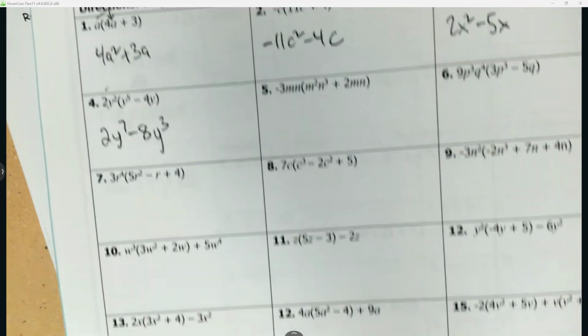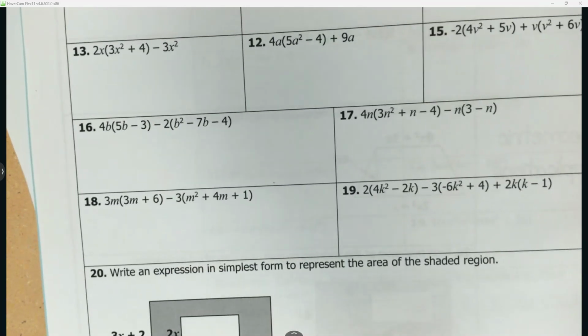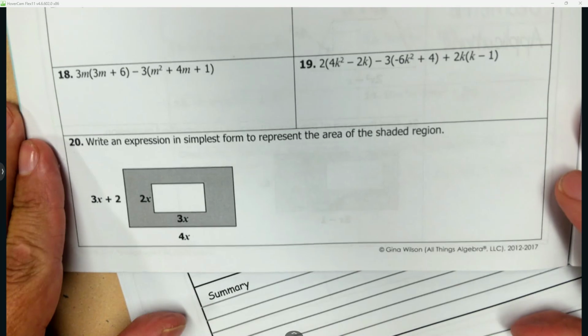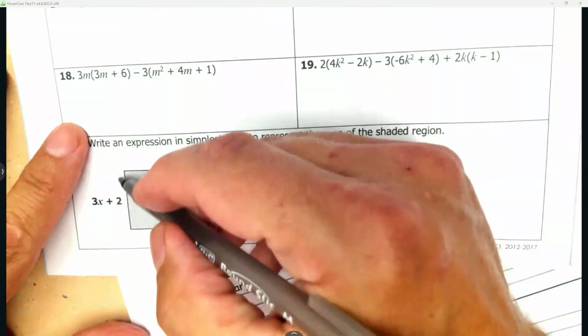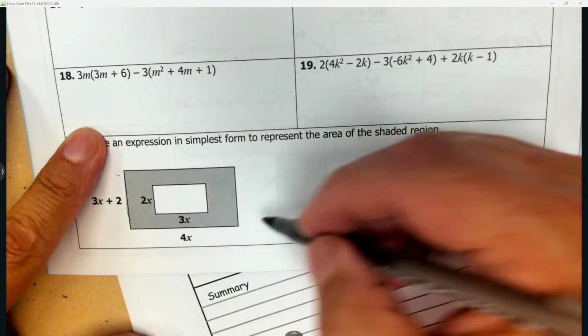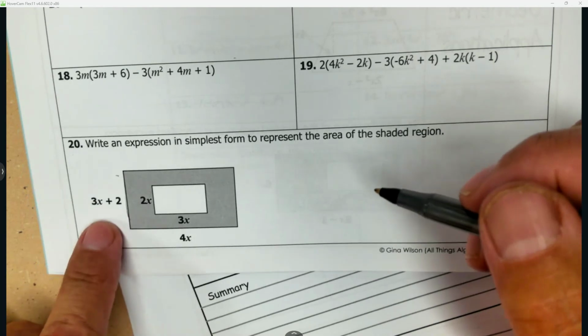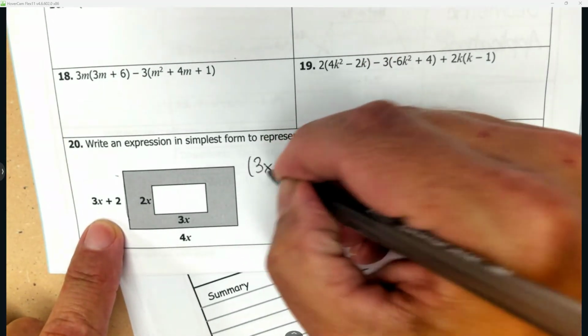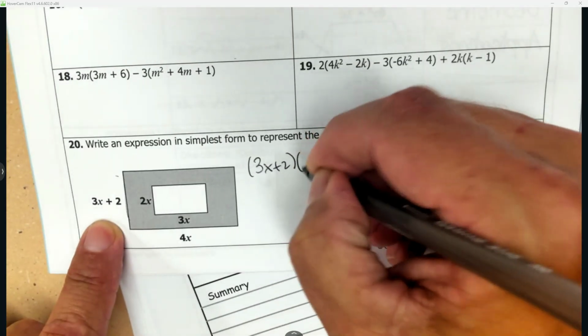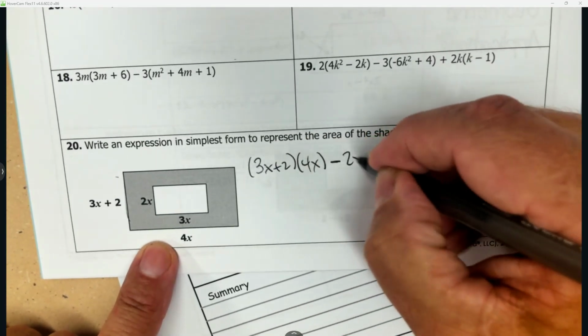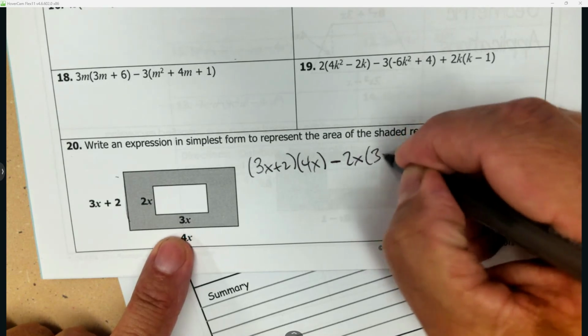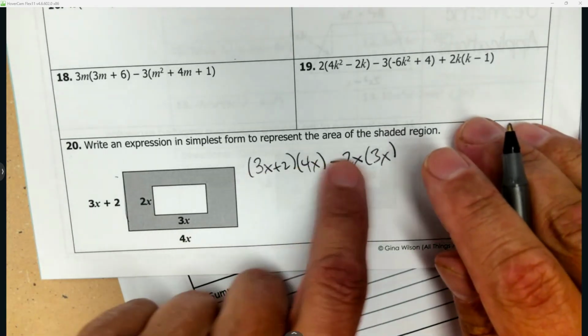Now, there's an extra fun one down here in geometry. See if you want to look at it with me. And it says write an expression that represents the area of the shaded region. Now, area is length times width, and we have a big rectangle and a small rectangle. So the big rectangle, the area would be 3x plus 2 times 4x. And then you'd subtract the small rectangle, which is 2x times 3x. So you have the big rectangle, subtract the small one.